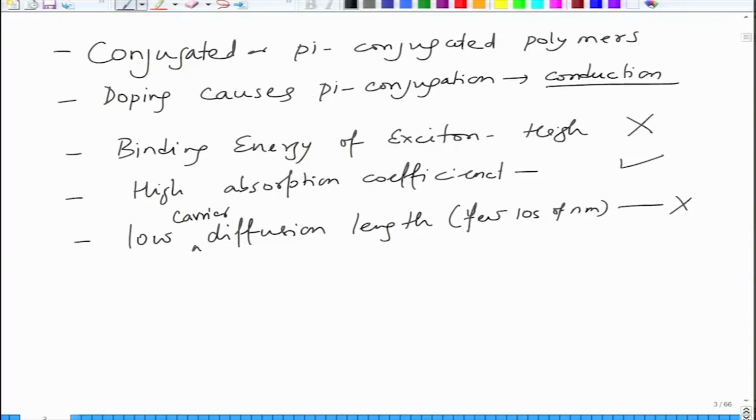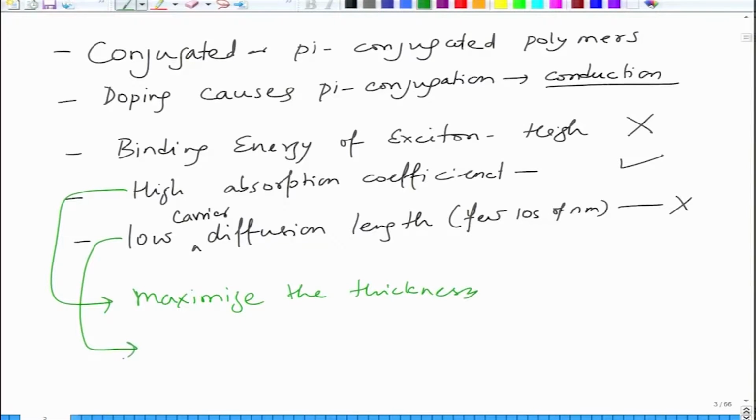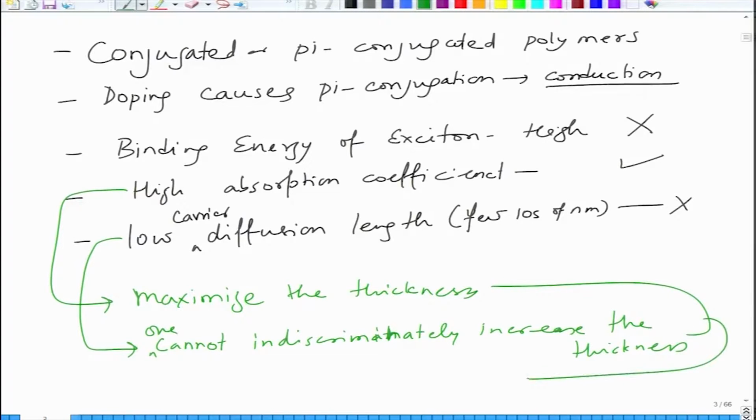So, on one hand you would like to maximize the thickness because of high absorption coefficient, so that you are able to absorb maximum amount of light. On one hand we have a conundrum that because of this we would like to maximize the thickness, but one cannot indiscriminately increase thickness because carrier diffusion length is lower. So these two factors are contradictory, and this poses a restriction on the thickness of material that one can use.